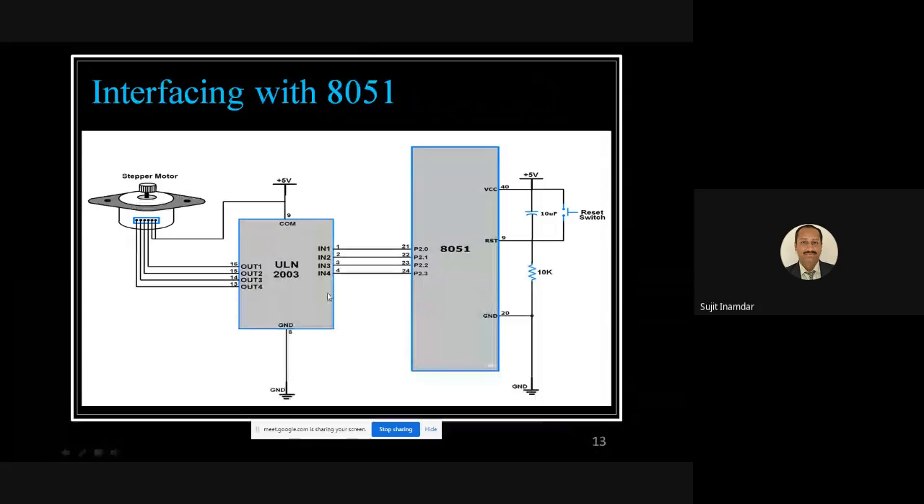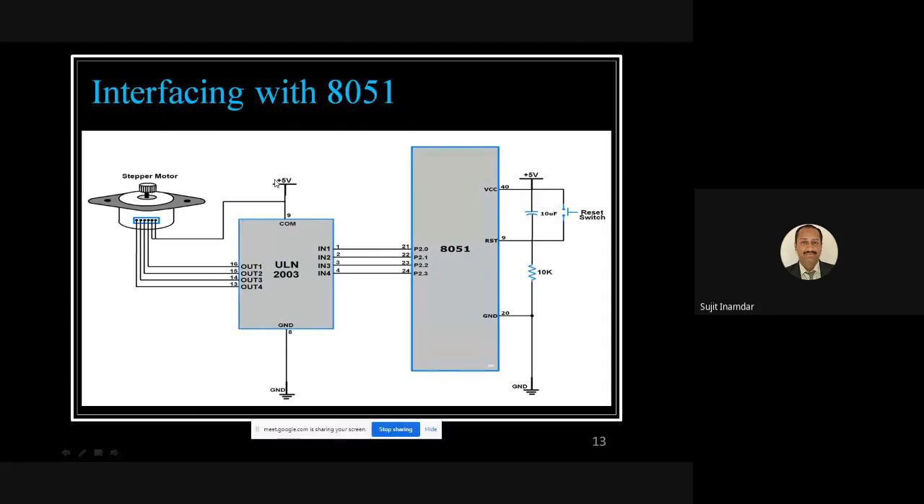So this is also the diagram we have shown yesterday. That is how it is going to be. Out 1 out 2 out 3 out 4 are going to be connected. The other 2 are common and getting connected to the common. So here they have shown the plus 5 volt, but for the stepper it depends on the stepper motor, but 99% it requires the plus 12 volt.